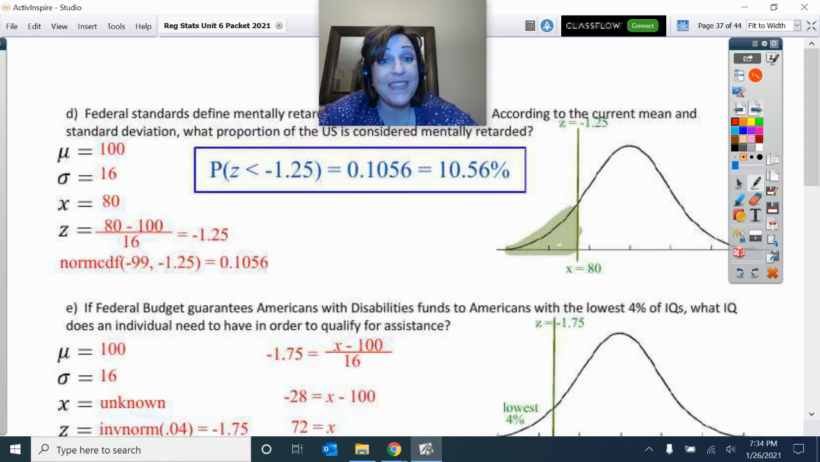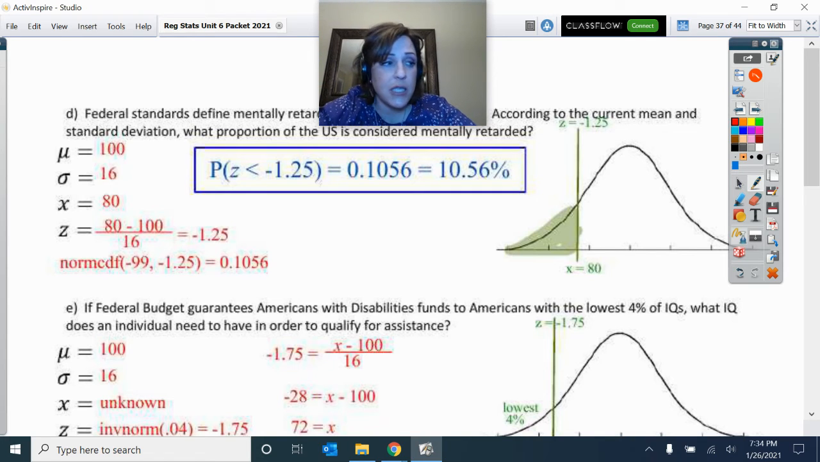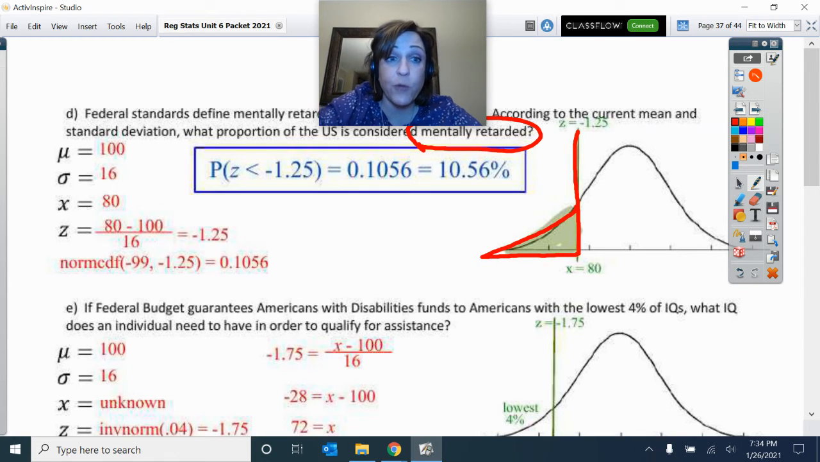All right. But this next page, this is so interesting to me because this is true stuff here. And I think the last question on this page is really very interesting. So here, federal standards does define a person who has this label as mentally retarded as somebody with an IQ of less than 80. So using the data we have, then we solved for the proportion of people in the U.S. that would have that label of mentally retarded. Okay, so we want to go through that.